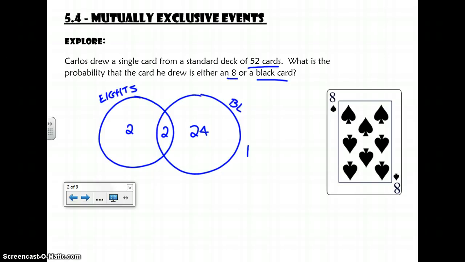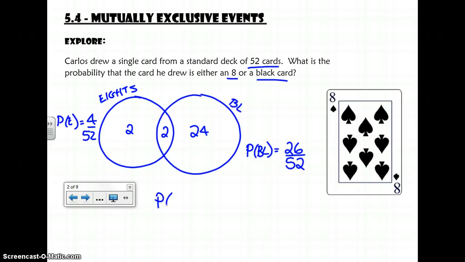So the probability of the card being black is what? 26 out of 52, because there's 26 black cards and 52 cards total. The probability of it being an 8 would be 4 out of 52, because there's a total of 4 8s and 52 total cards.